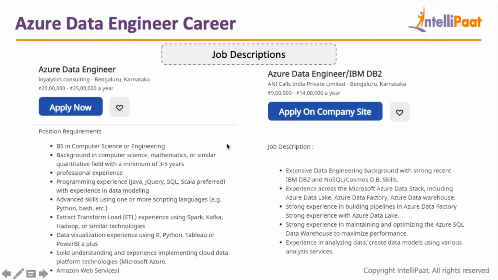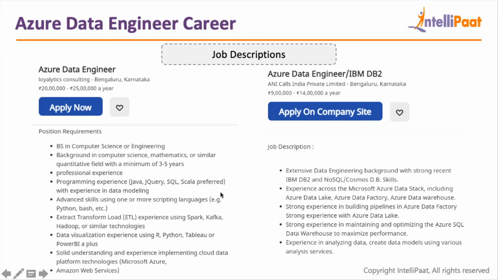So talking about the job descriptions which exist in the market, guys, on the right hand side you will see an entry level job description, and then here is a mid to senior level job description, right? So let's go ahead and understand both of them. If you see the first job description, which is Azure Data Engineer, the salary is around 9 lakhs per annum to 14 lakhs per annum, and these skills mentioned over here are all the skills expected in the Azure Data Engineer Certification.